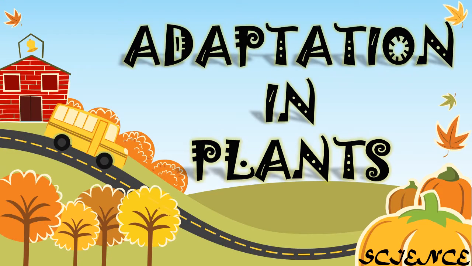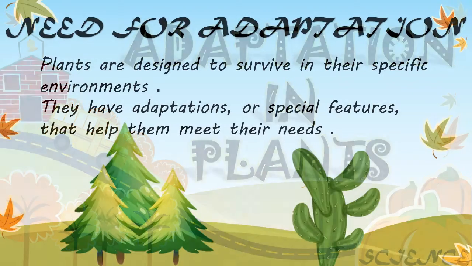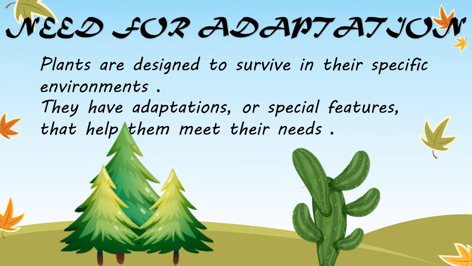Today we are going to study the chapter Adaptation in Plants. We see plants everywhere around us, on land as well as in water also. But at different places we see some special features in the plants. Plants are designed to survive in their specific environment. They are adapted according to their surroundings so that they can fulfill their needs.